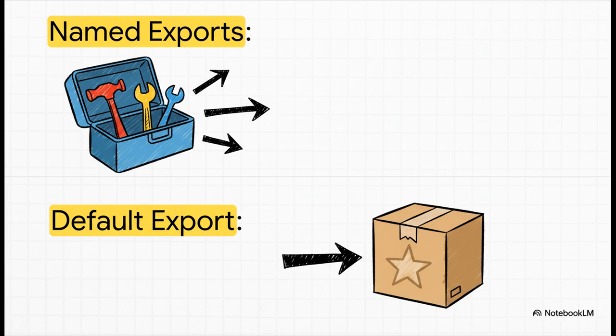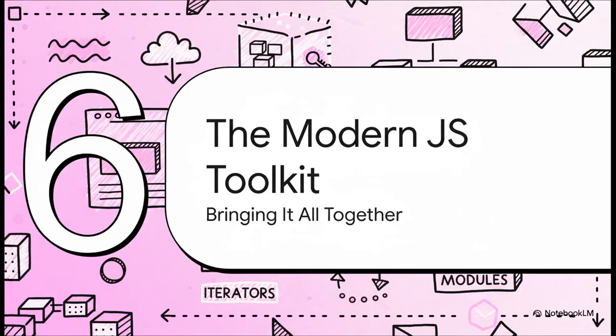With ES modules, you basically have two main types of exports. Named exports are like a toolbox. They let you export a bunch of different items from a file, and then you import them using their specific names. A default export is more like a single pre-packaged item. It's for the one main thing a module provides, and you can import it with any name you want. A good rule of thumb is to use named exports for utility libraries and default exports for a module's main feature.